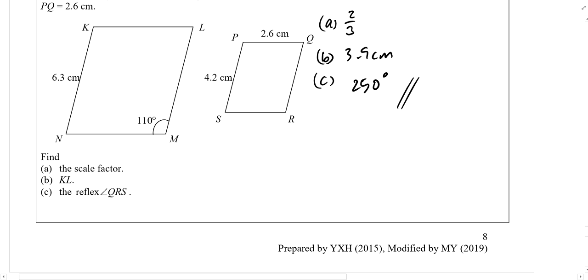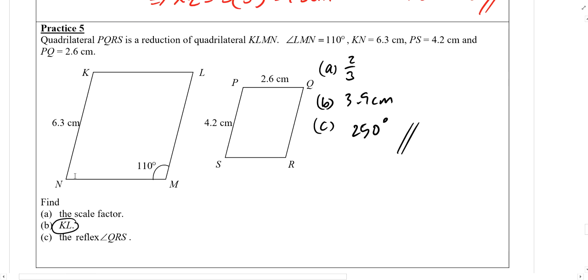A, B, C? Part A, anybody? Part B? Part B, okay, part C? Okay, let's start with part B first. Find KL. We know that it is a reduction, so they are going to be similar already. Then the scale factor is given to be 2/3, which implies that it is getting smaller because the fraction is less than 1.